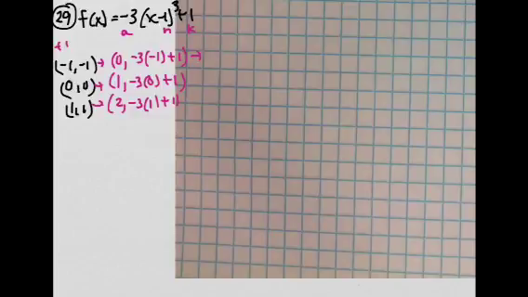Okay, so for 29, I'm going to just simplify. Negative 3 times negative 3 is 9, plus 1 is 10. So the coordinates are 0, 4. And the next one, negative 3 times 0 is 0, plus 1 is 1, so we get 1, 1. And then for the last one, it's 2. Negative plus 1 is negative 2.